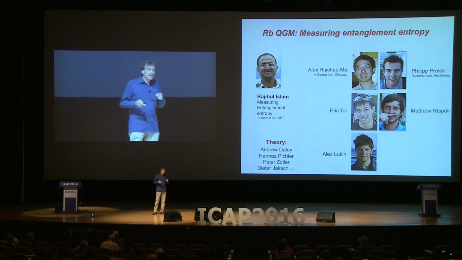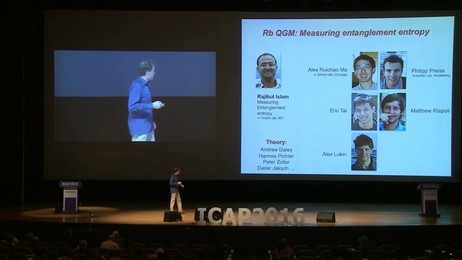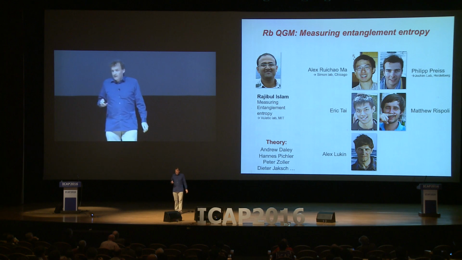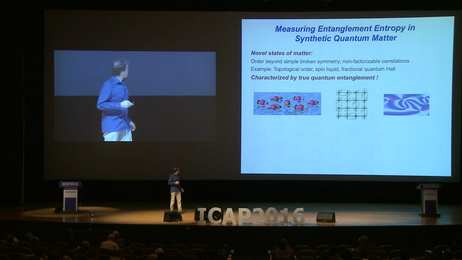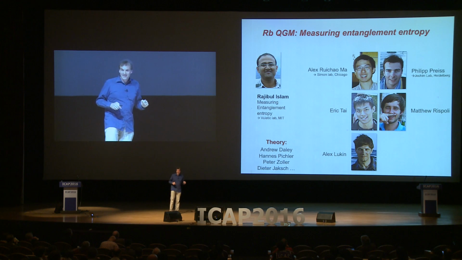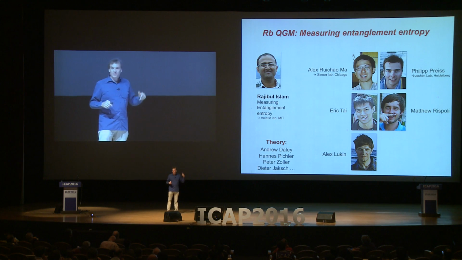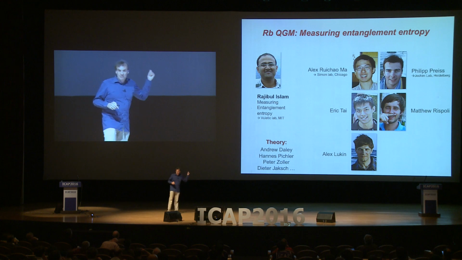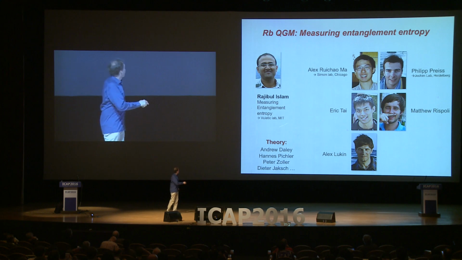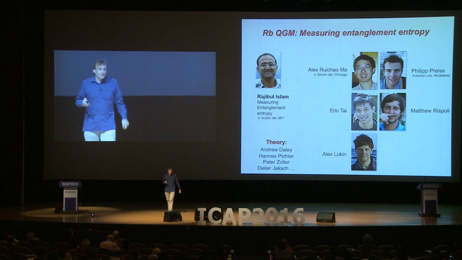But unfortunately, in experimental condensed matter physics, for example, that is not at all possible. Actually, let me mention the people on the experiment first. So the experiments on measuring the entanglement entropy were led by Rajibul Islam, and this is the team here, and Eric and Matthew are here in the audience also.